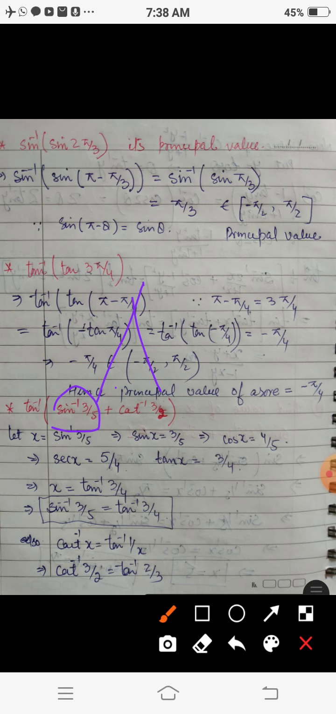So this was all about this exercise 2.2. From tomorrow, inshallah, we will discuss another unit, that is continuity and differentiability of a function. So thank you.